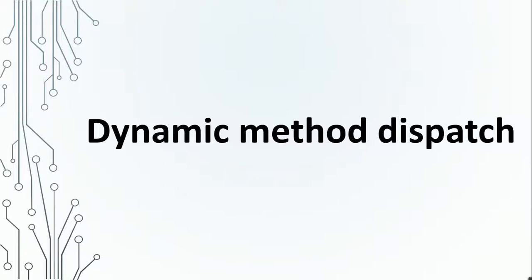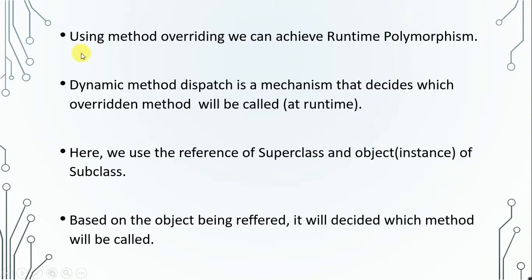So in our previous video we discussed method overriding, and today's video topic is dynamic method dispatch, and this topic is linked with method overriding. Okay, so let's begin. First of all, using method overriding we can achieve runtime polymorphism. Okay, and dynamic method dispatch is the mechanism that decides which overridden method will be called at runtime, and because it is decided at runtime we can achieve runtime polymorphism.